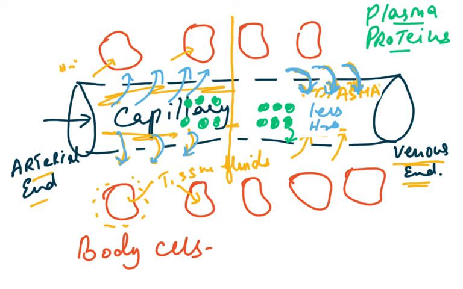So this is what you have to understand: the exchange of substances at the capillaries, how it is different at the arterial end and how it is different at the venous end. And this can only happen in the capillaries. Why? Because arteries and veins, of course, have thick walls, so nothing can move into and out of the vessels in the arteries and veins.